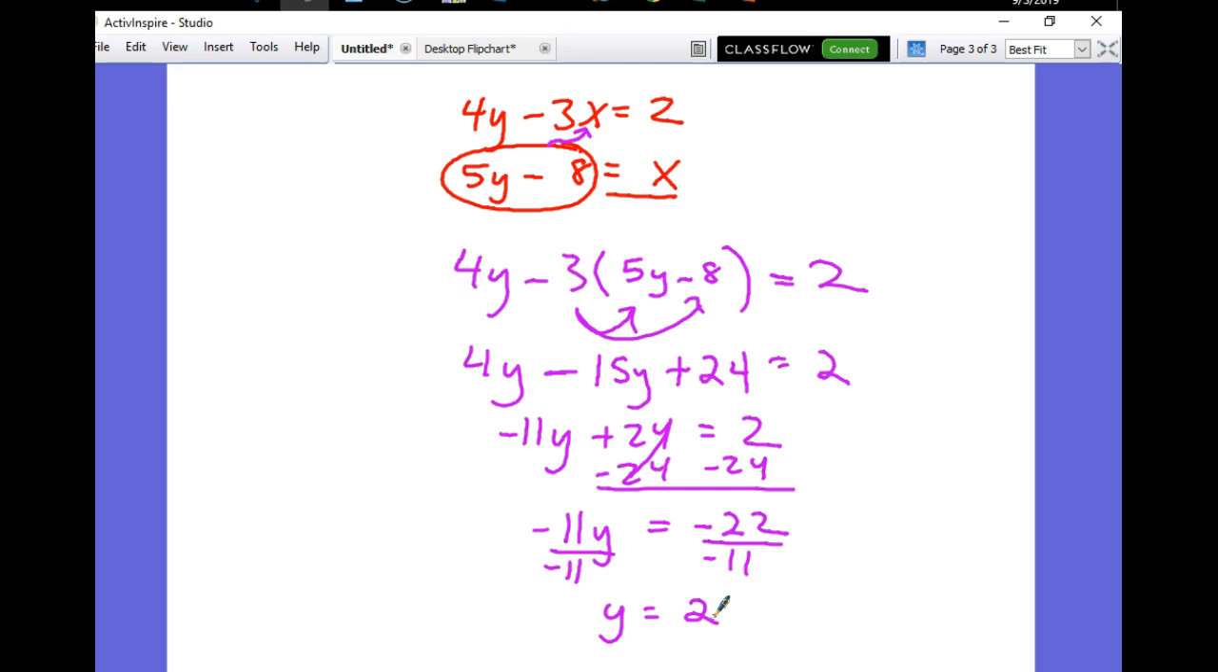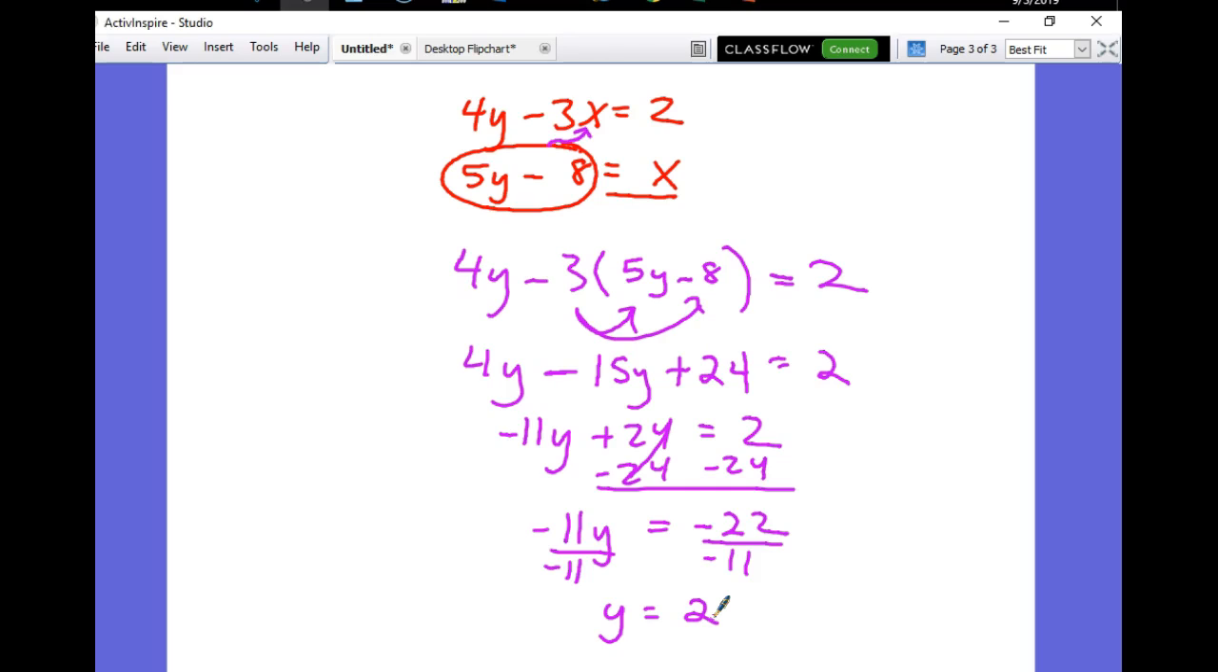Oh yeah, so you just take one of the equations. Any of them? Yeah, it doesn't matter, they both work. We're on the last step. You plug the 2 in for y into one of these up here.